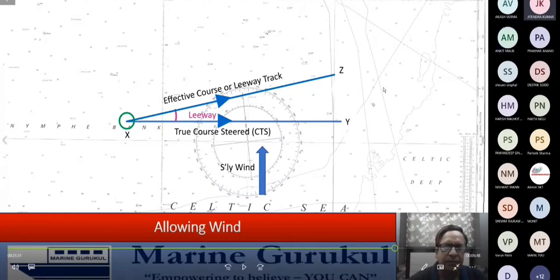बट सर CTS को ड्रॉ नहीं करेंगे तो मैग्नीट्यूड कैसे आएगा सर? बेटा CTS मैग्नीट्यूड में तो कोई फ़र्क ही नहीं है, CTS का भी मैग्नीट्यूड उतना है, लीवे ट्रैक का भी मैग्नीट्यूड उतना है, तो मैग्नीट्यूड में तो कोई डिफरेंस ही नहीं है. Okay, sir.